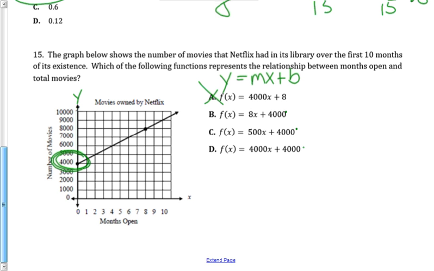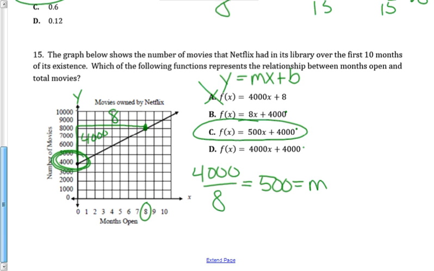Next, we want to look at the slope. So we need to look at the rise over the run. How far up and over does this go? It goes up 1, 2, 3, 4. Now this is in thousands, so it actually goes up 4,000. And then it goes over 8. This point right here is at 8 months open. So it has a rise of 4,000 and a run of 8. So 4,000 divided by 8 gives us 500. So our slope should be 500, so that would be answer choice C.